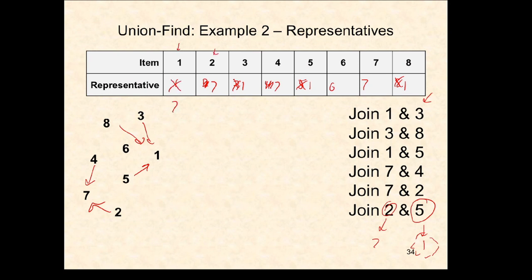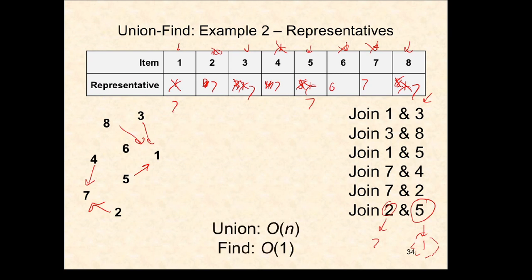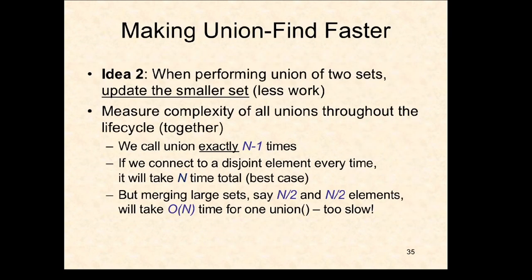Are you in group 1? No. Are you in group 1? Yes, change that to 7. I keep going down the list like that, changing each member of group 1 to 7. That took me O of n time just to complete the union. Too slow. So having the find be really fast is nice, but having the union be really slow is bad. Okay, so we could say, like we said before, let's update the smaller set.